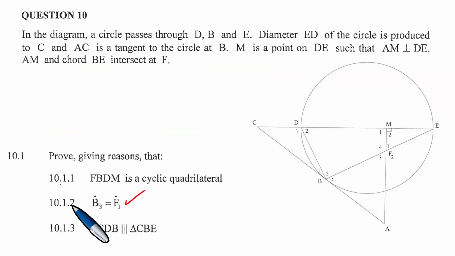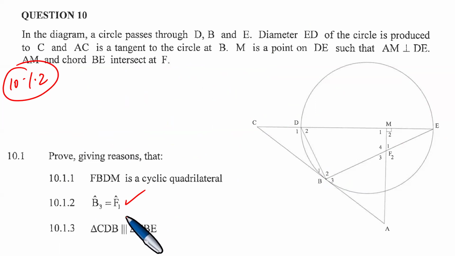So we are looking at 10.1.2, and we want to prove that the angle B3 is equal to F1. The question is, how do we prove that B3 is equal to F1? Let us prove this together. To start with, we already know that the angle B3 itself is related to the angle D2, because this one is a tangent to this.